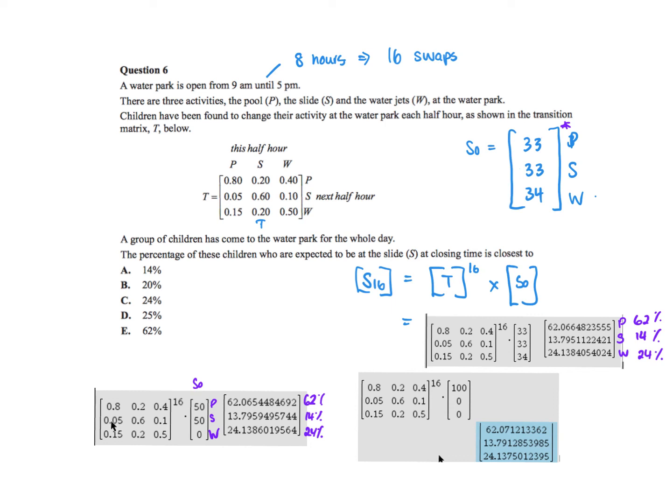And if I did 100, so in this last one, I gave it another go where I put 100 at the pool. So they all started at the pool. You can see even after the end of the day, we still have 62, 14, and 24. So what we're going to learn about this next is that after a certain amount of transitions, you hit a steady state, or what is a long term, which means that it's not going to change no matter how many times we keep multiplying. So you hit what we call a steady state.